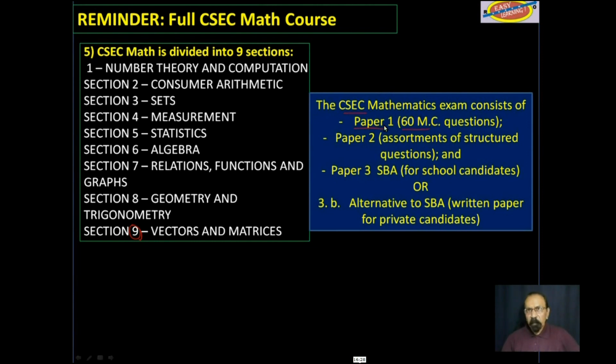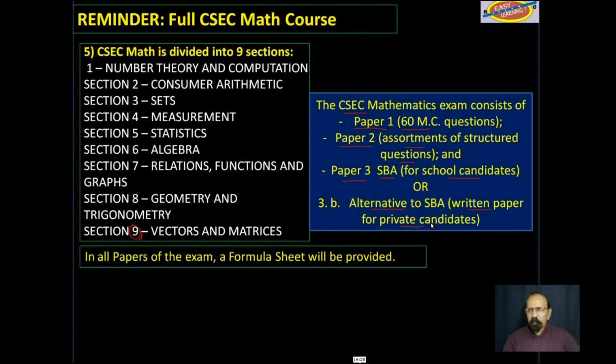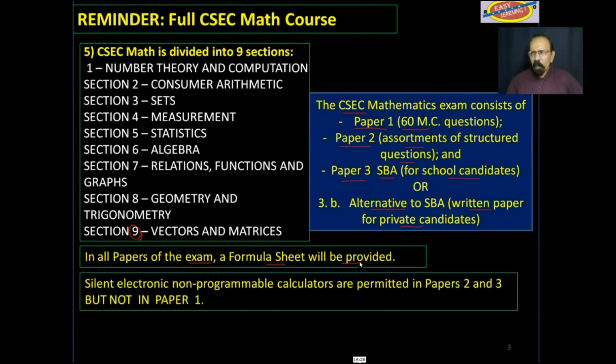Paper 1, 60 multiple choice questions. Paper 2, an assortment of structured questions. And then there is paper 3, SBA, for school candidates, or an alternative to SBA, which is a written paper for private candidates. In all papers of the exam, a formula sheet will be provided.